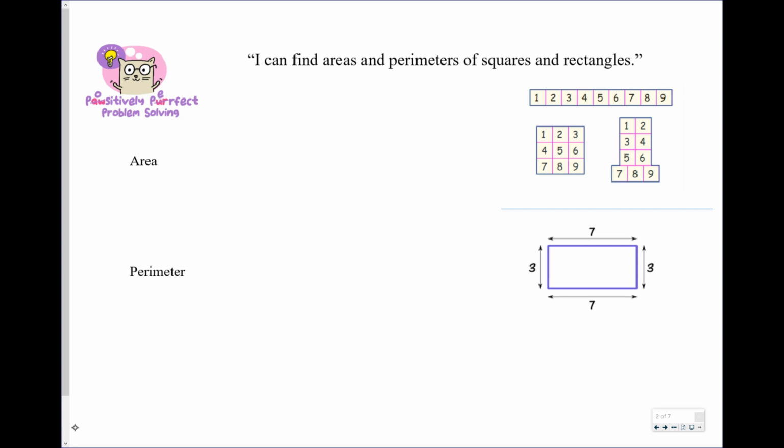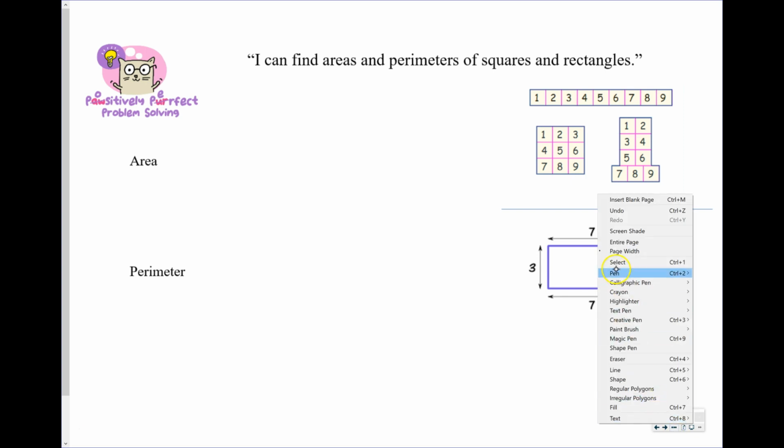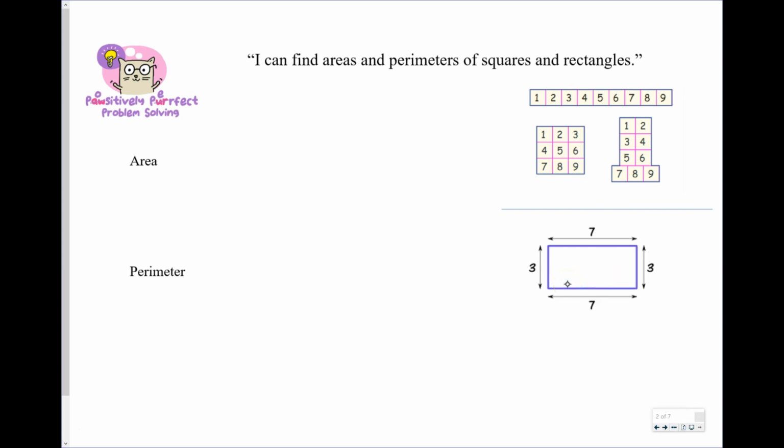So first of all, let's remember the difference between area and perimeter. Area is the amount of space inside an object. We typically work with two-dimensional objects, not 3D shapes. So it's technically the space inside those two-dimensional objects.